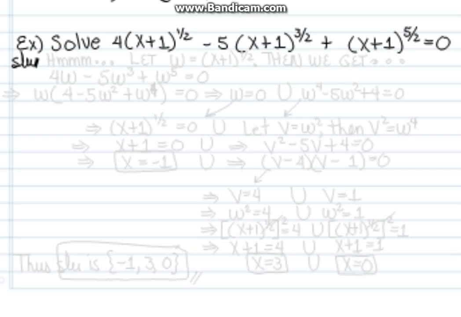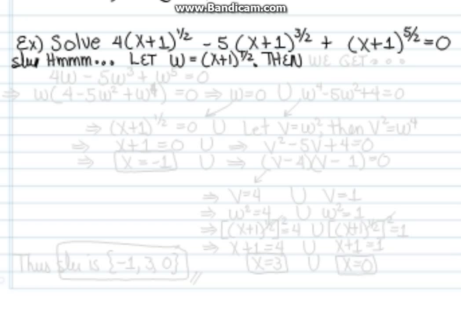Here we're going to solve the equation 4(x+1)^(1/2) - 5(x+1)^(3/2) + (x+1)^(5/2) = 0. Well, this is a very strange looking problem, and at first I would be panicked about what to do until I recognize that there's something consistent here. I just think about it, I go, let w equal (x+1)^(1/2).